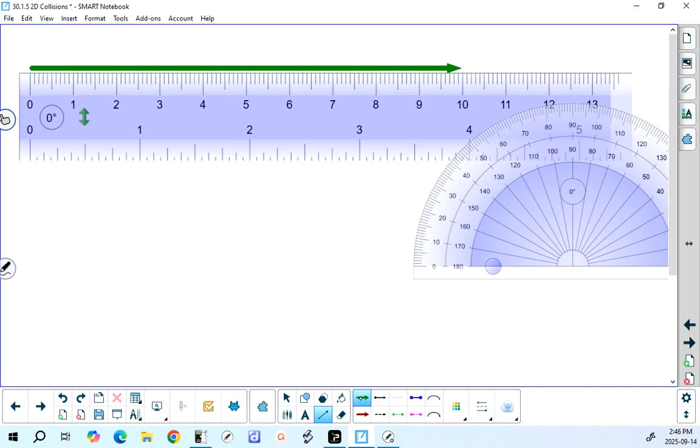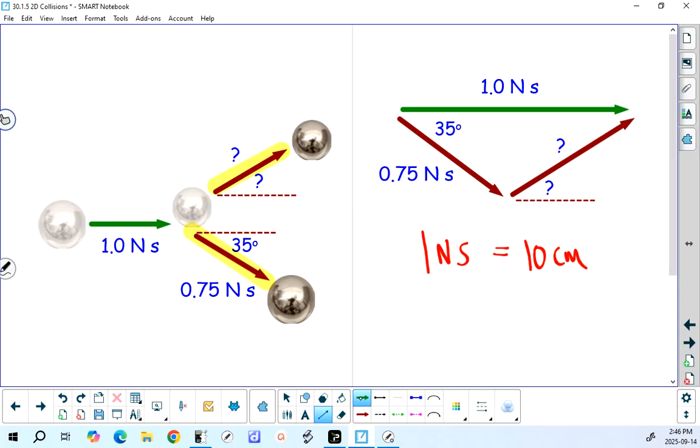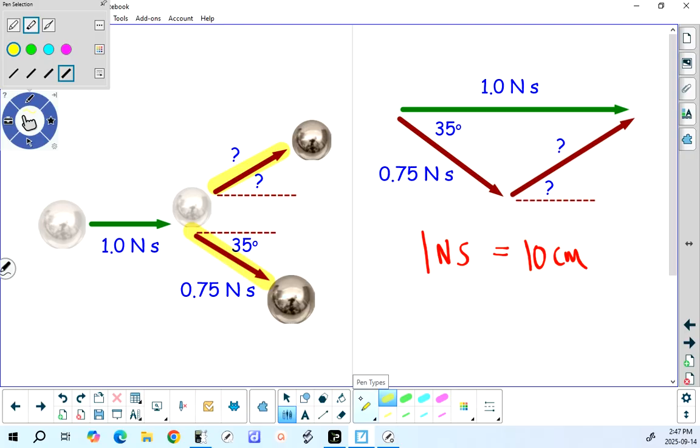Now what we need to do, let's go back and look at that vector diagram, is we have to draw that 0.75 Newton seconds 35 degrees below the left side of that green vector, pointing in that direction of 35 degrees below, and it has to be drawn so it's 0.75 Newton seconds. Well, since we're dealing with this scale, I've chosen a fairly simple scale to work with here. Since 1 Newton second was 10 centimeters, 0.75 Newton seconds will be 7.5 centimeters.